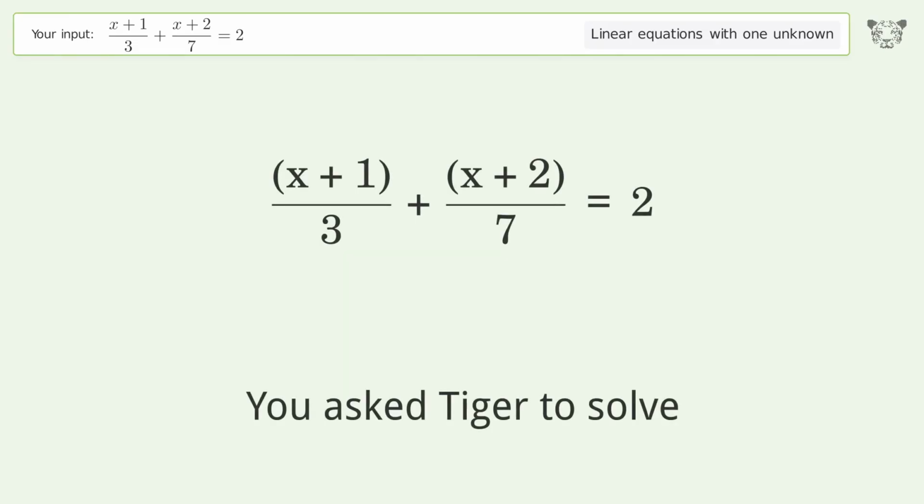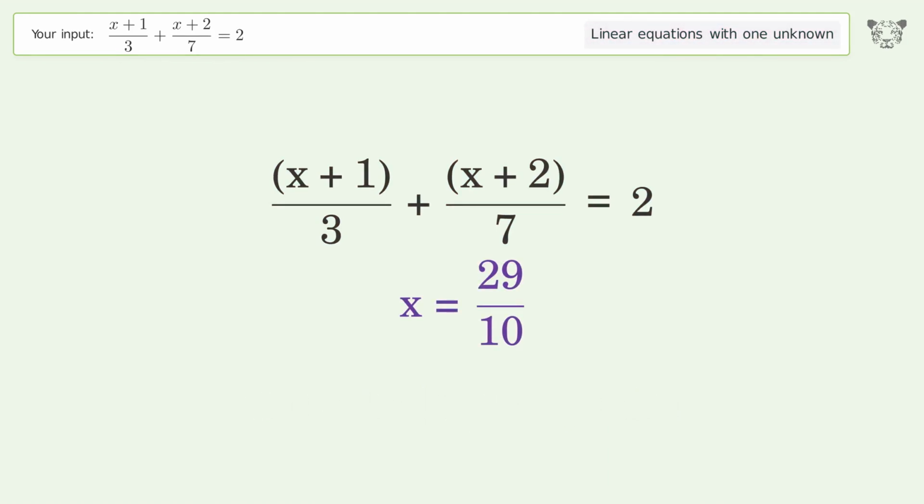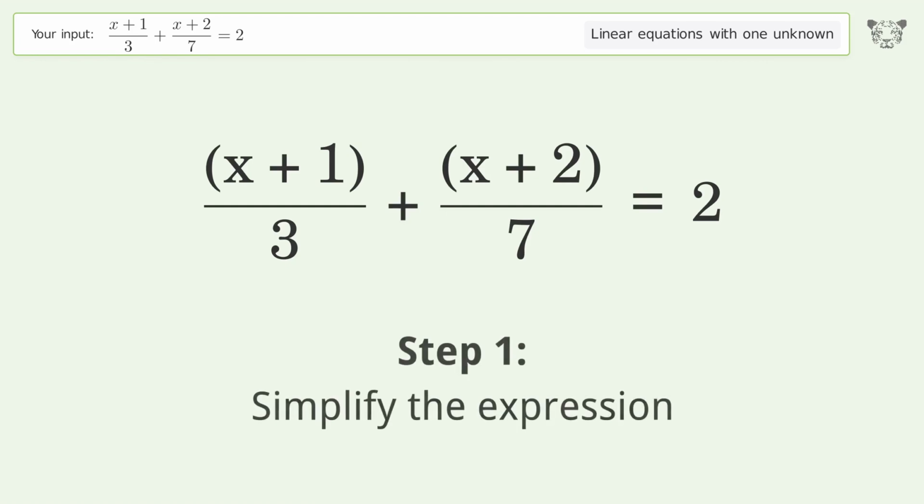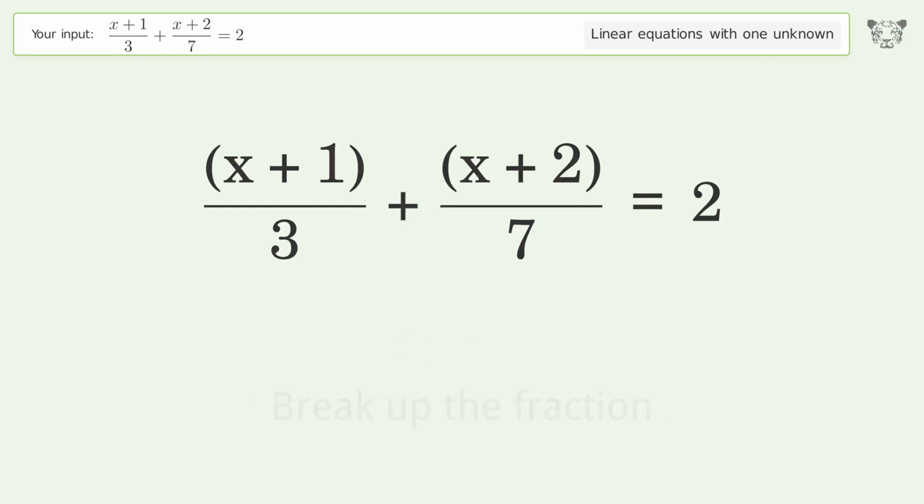You ask Tiger to solve. This deals with linear equations with one unknown. The final result is x equals 29/10. Let's solve it step by step. Simplify the expression. Break up the fraction.